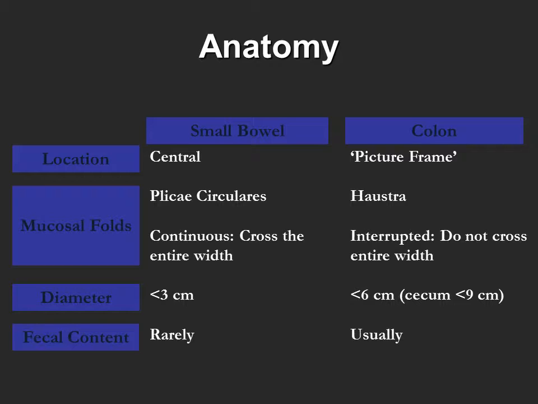The large bowel should have a diameter of less than 6 centimeters, except for the cecum, which should have a diameter of less than 9 centimeters. Fecal content is uncommonly seen in the small bowel, but it is usually seen in the large bowel. Fecal matter is seen as a mixture of gray densities representing a gas-liquid-solid mixture.